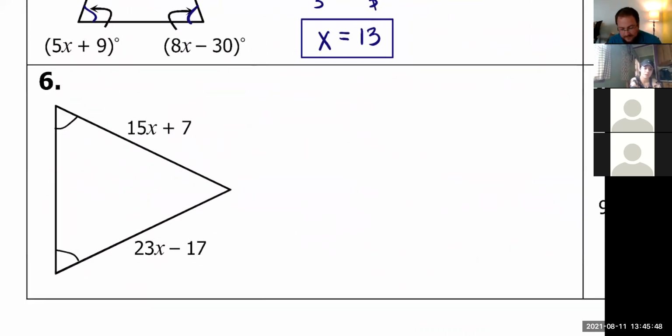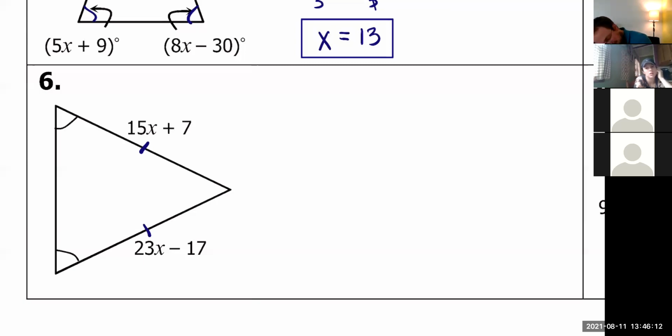Number 6, basically going to be the same thing in reverse. This time we have a pair of congruent sides, which thankfully are the two sides that I have expressions for. So I'm going to set them equal as well.